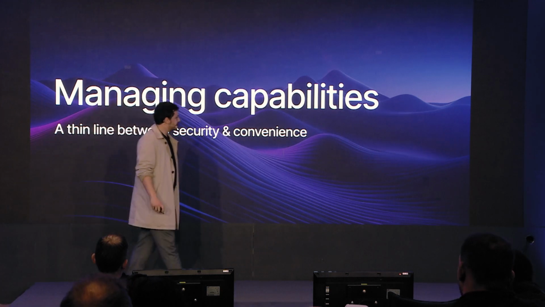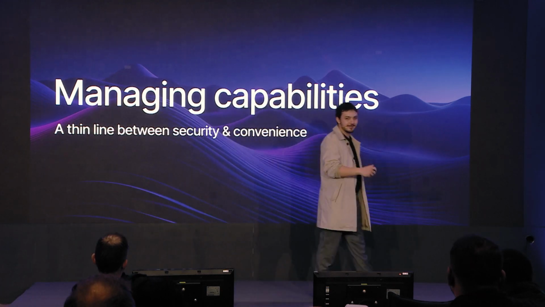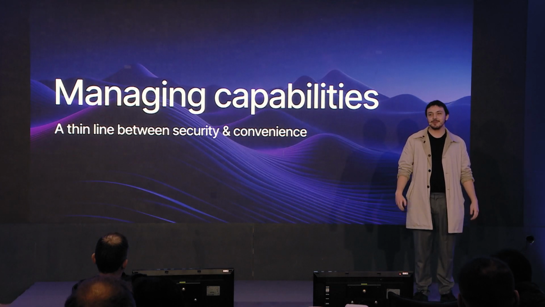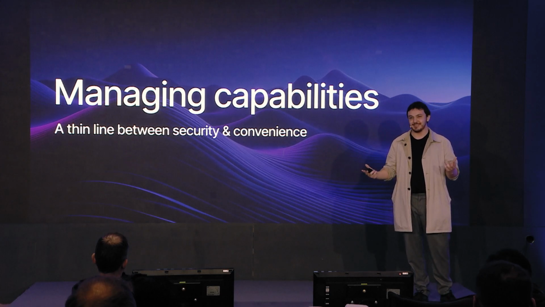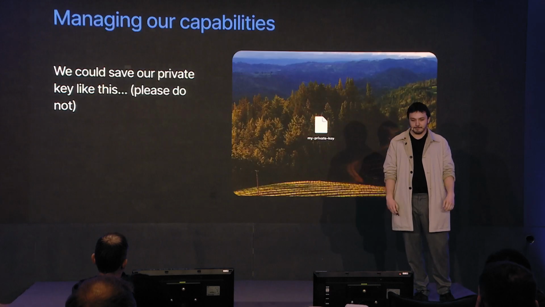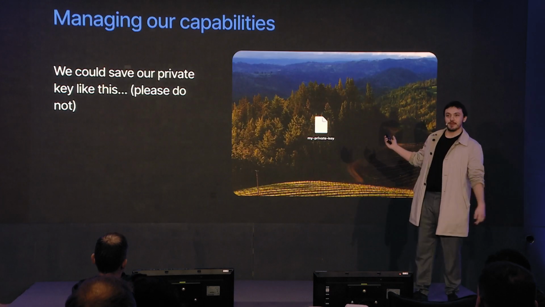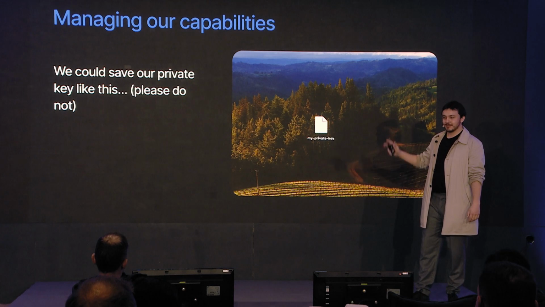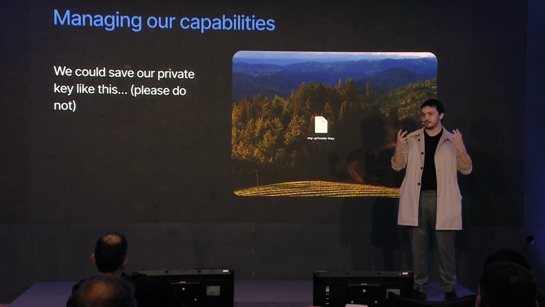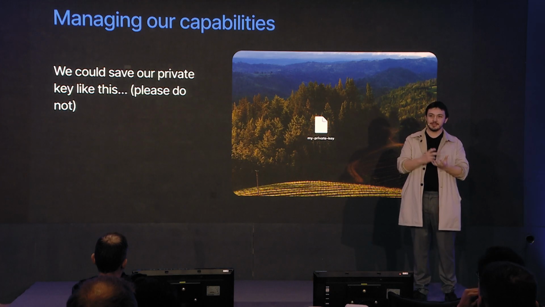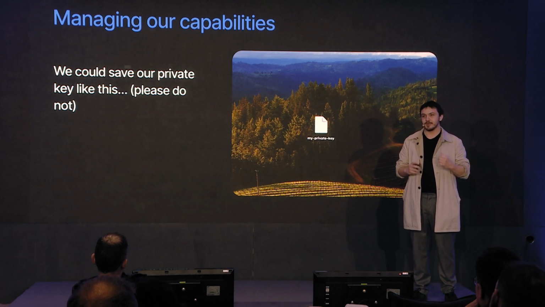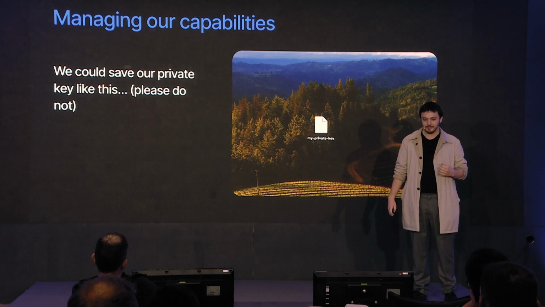Now, let's actually move into another nice thing about capabilities, and that's how we manage them. It's always a thin line how we manage on-chain things, because we have security and we also have convenience. I mean, that's a way to save our private keys. That's the basic form of how we actually hold our assets. We have a Sui address. A Sui address is derived from a private key. So we need to somehow secure our private key.